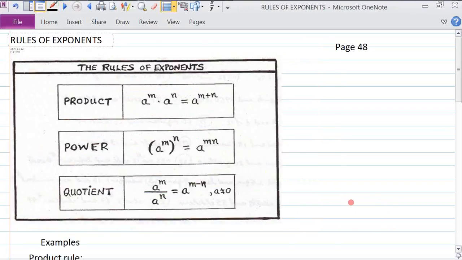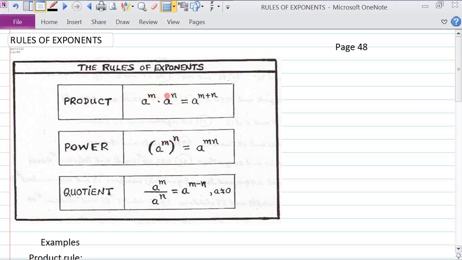Now let's look at the rules regarding exponents. We have 3 rules really that we're concerned with. We have a to the power m times a to the power n equals a to the m plus n. And this is called the product rule. The power rule, you'll notice the brackets around here. There's no brackets here. So we just add these powers in this case. In the power rule, we multiply.